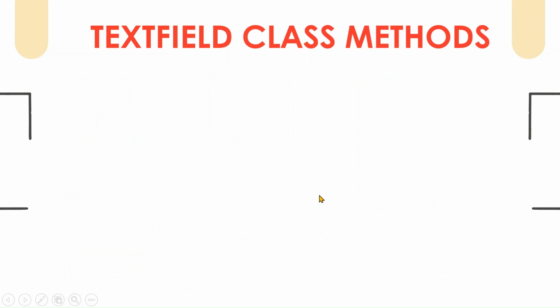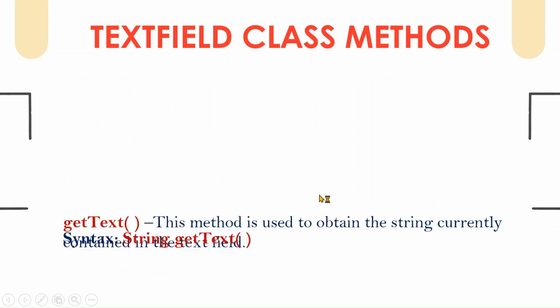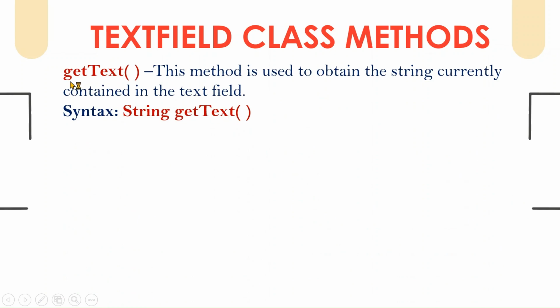Now coming to the methods of the TextField class. We have a getText method. This method is used to obtain the string currently contained in the text field. So you have a text box with some text inside and you want to extract that text. You need to apply getText, that is control name dot getText. The text in the text box is in the form of a string.